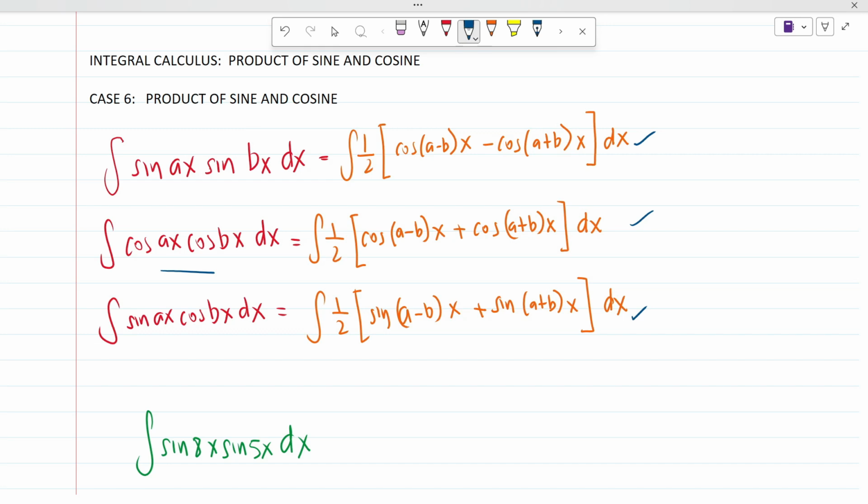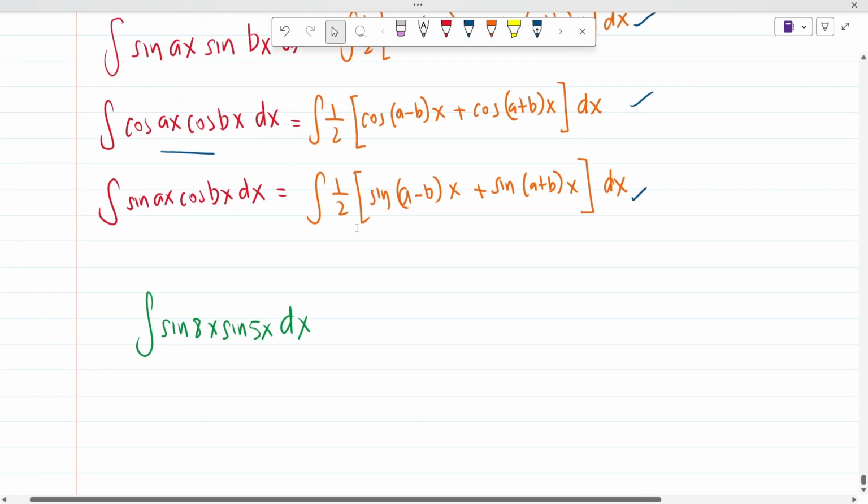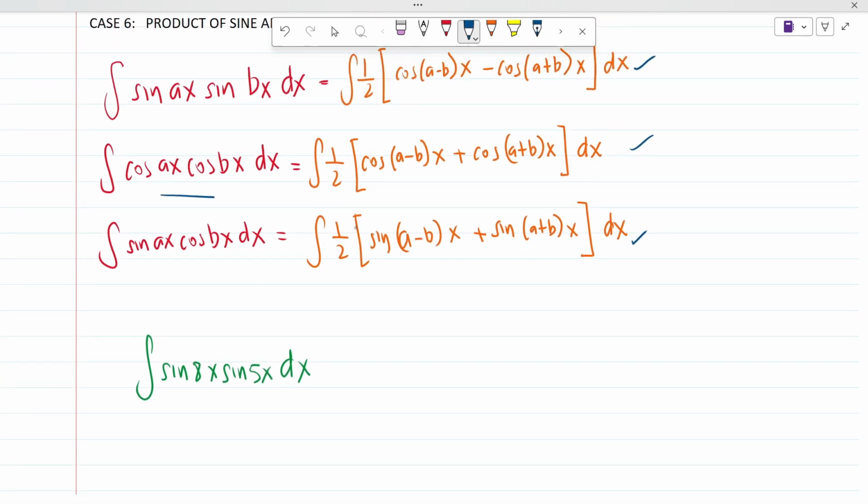For the integral of sine ax cosine bx, it equals the integral of 1 half sine of a minus bx plus sine of a plus bx dx. Get it, guys? So for the first problem, the integral of sine ax and sine bx, as you can see, it is sine and sine. So this will be the A and this will be the B. So this is the formula we will use, because it is sine, sine.